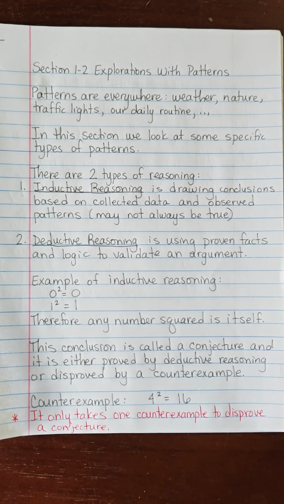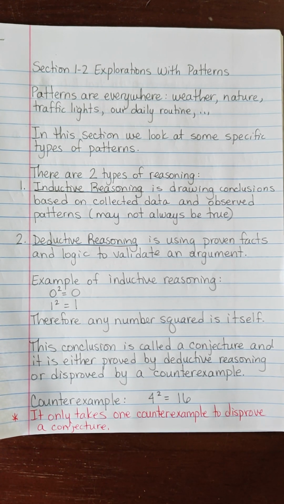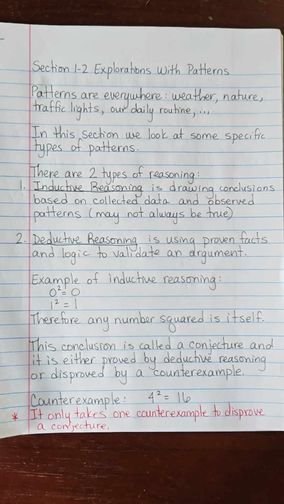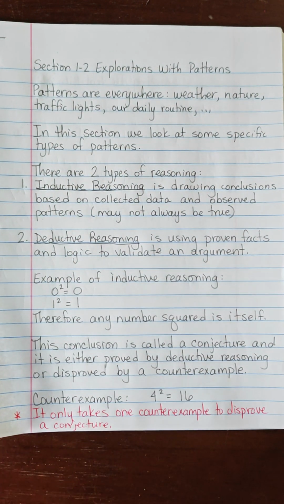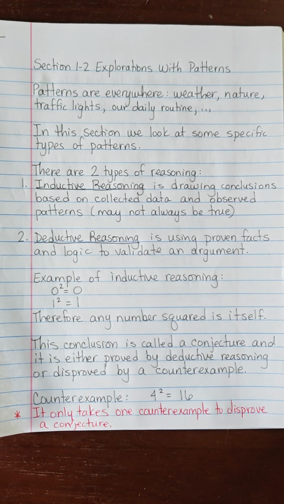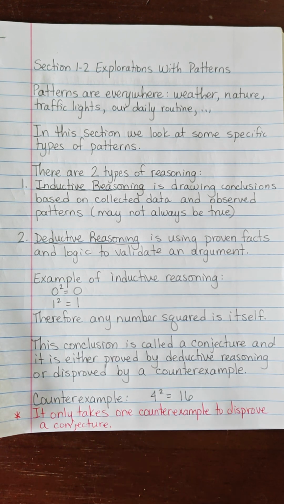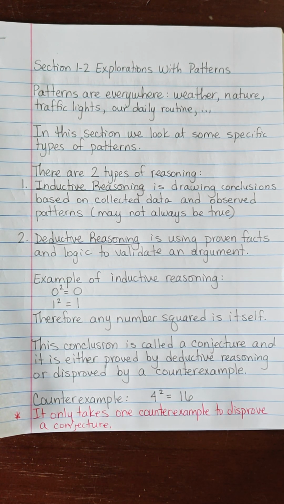I mean, we constantly are looking for patterns in our lives, even from our daily routine. We've got weather, nature, traffic lights. They just show up everywhere. And we're constantly looking for patterns where we can make predictions and have a predictable schedule or make a prediction about something that's going to happen. So in this section, we're going to look at a whole bunch of different types of patterns.